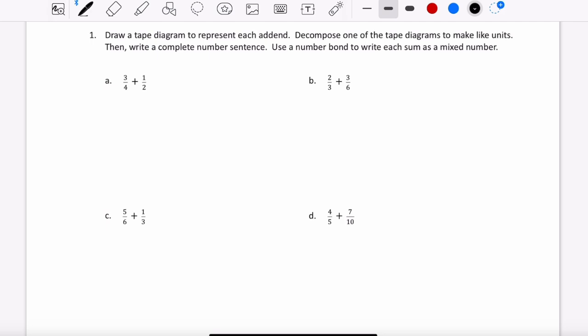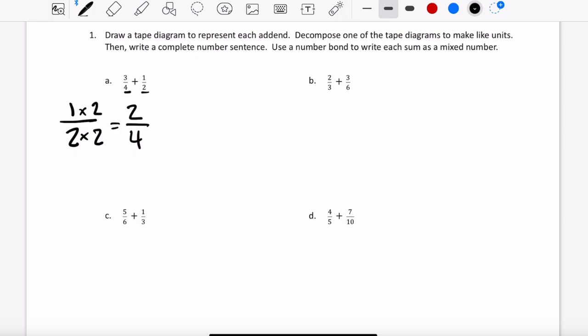We have 3/4 plus 1/2. Because our denominators are not the same, it's 4 and 2, we're going to have to change one of the fractions to get to the other denominator. So if we take 1/2, we can times 1/2 by a number to get us to fourths. And we can times it by 2 to get us to 2/4.